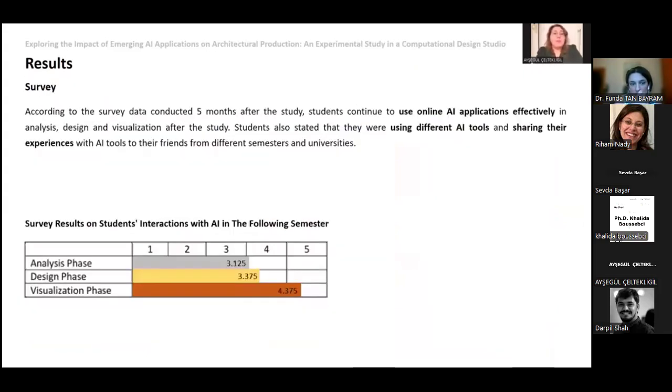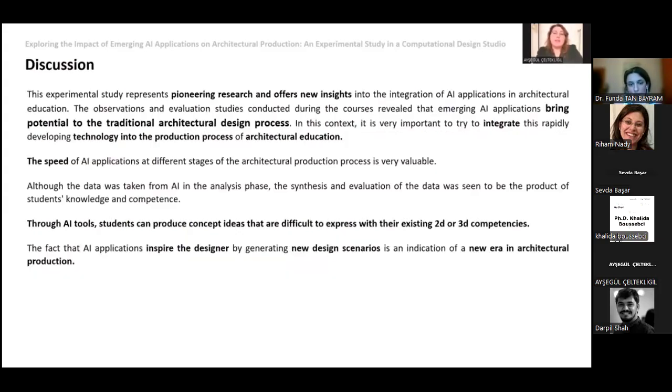According to the survey data conducted 5 months after the study, students continue to use online AI applications effectively in analysis, design, and visualization after the study. Students also state that they were using different AI tools and sharing their experience with AI tools with their friends from different semesters and universities.